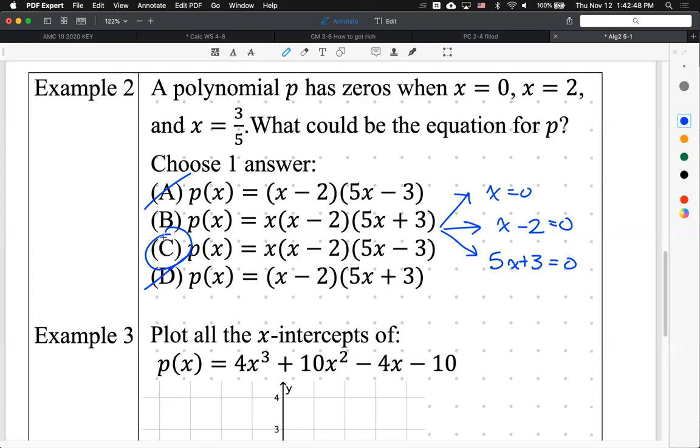For example, let's plug in 2. If I plug in 2 to here and to here, this is going to be 0 times something. 0 times anything is 0, which means it is a literal 0. But you should be able to have this work for every number. If I plug in 0, for example, to letter A, 0 minus 2 is -2. 0 minus 3 is -3. That would be a positive 6. That's not a 0.